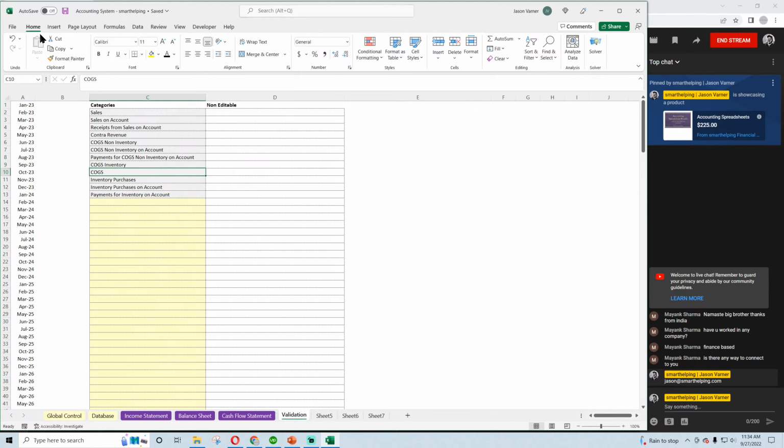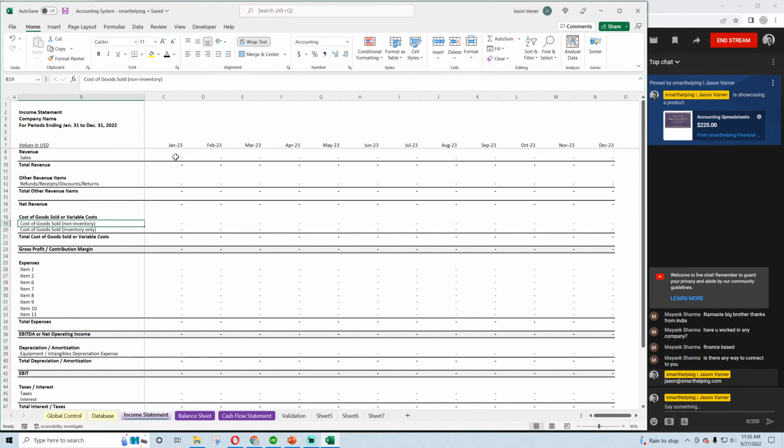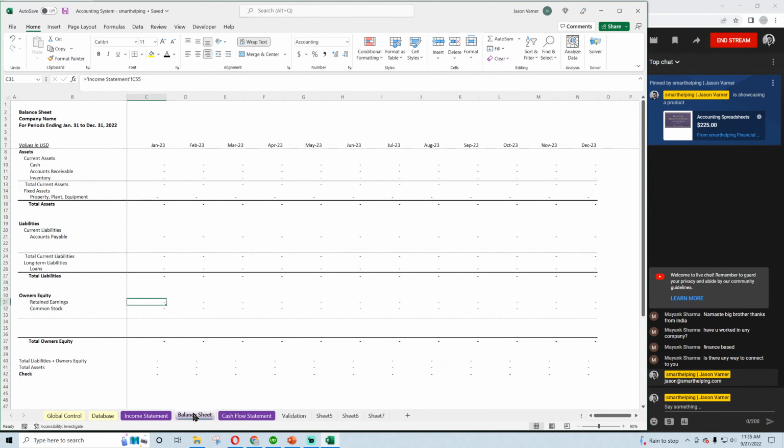Now, what's the straight up cost of goods sold entry? Did we even do anything for that? For just COGS? I don't think so. Is there anything here that's just summing up COGS? I don't think so. Just double check.